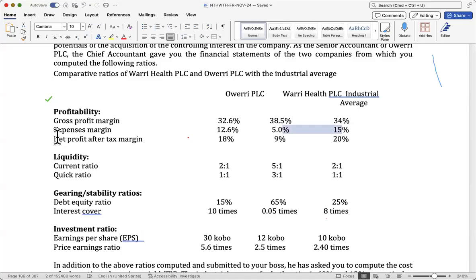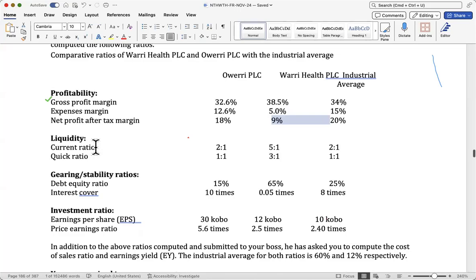Net profit after tax margin, which is my profit after tax over sales. How much of my sales am I able to convert to profit, or the net profit on every ₦1 of sales? And this company is doing 9%, while the industry is doing 20%. So this is not good enough because it's lower than the industry. And this will be because maybe the company is not managing its operating expenses very well, making its profit after tax small, like that.